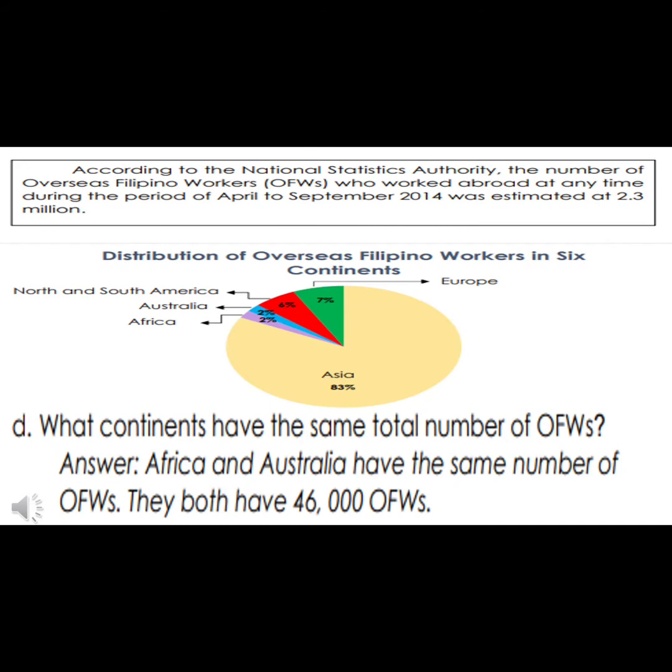They both have 2%, or equivalent to 46,000 OFWs. So how did we get 46,000? We have 2% multiplied by 2.3 million, which is the total estimated OFWs around the world.